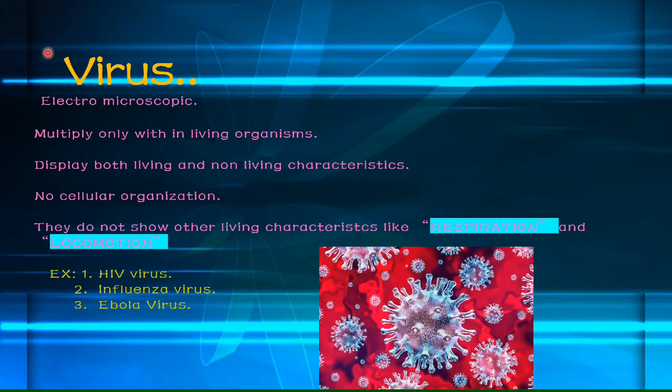The second type is virus. They are electron-microscopic. We cannot observe viruses through a light microscope. We should use an electron microscope to observe viruses. The second feature is that they multiply only within living organisms. This means they reproduce only in living organisms. Third, they display both living and non-living characteristics.